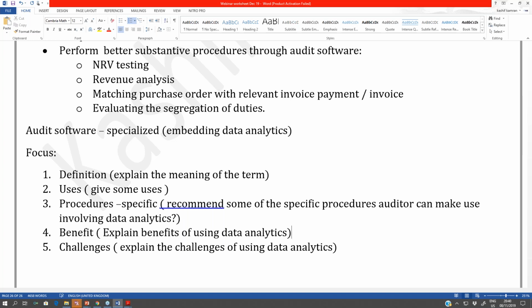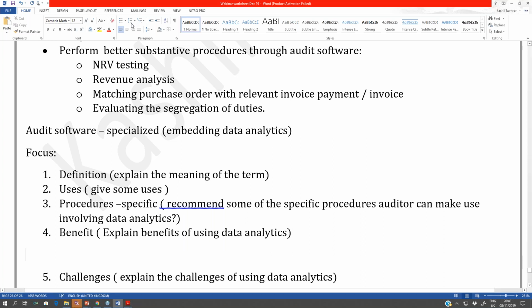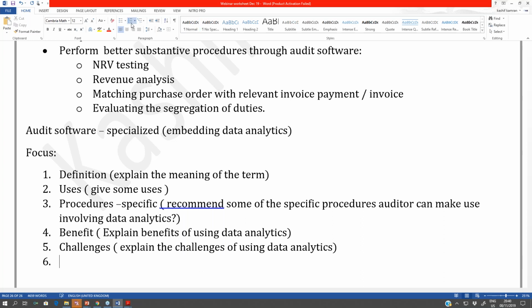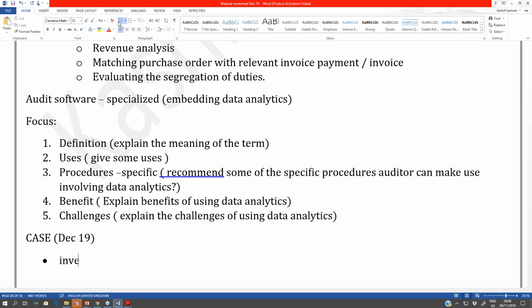So what if the case comes on inventory? What if the case comes on revenue? So can we expect a case in December 19 exam paper? For example, a case comes on inventory valuation. An examiner puts a case on inventory valuation and then connects the case with data analytics.